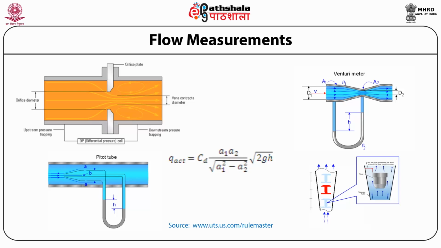With this understanding, the pressure energy in terms of manometric head is derived from the main equation. The equation is Q actual is equal to CD into A1 A2 divided by root over A1 square minus A2 square, into root over of 2gH, where CD is called coefficient of discharge whose value is less than 1 always. By multiplying the CD value with the theoretical discharge, we can get the actual discharge.